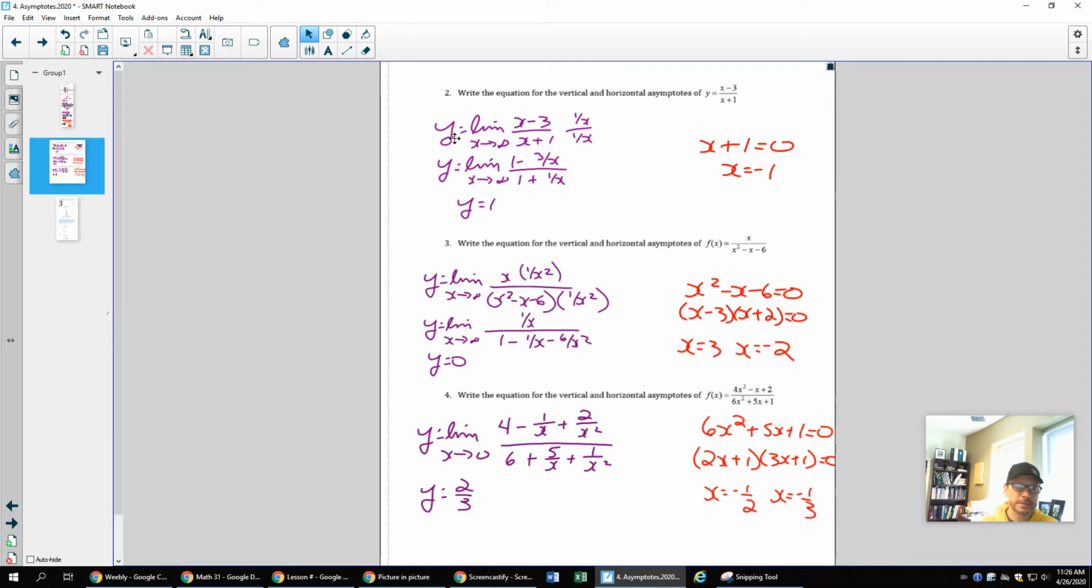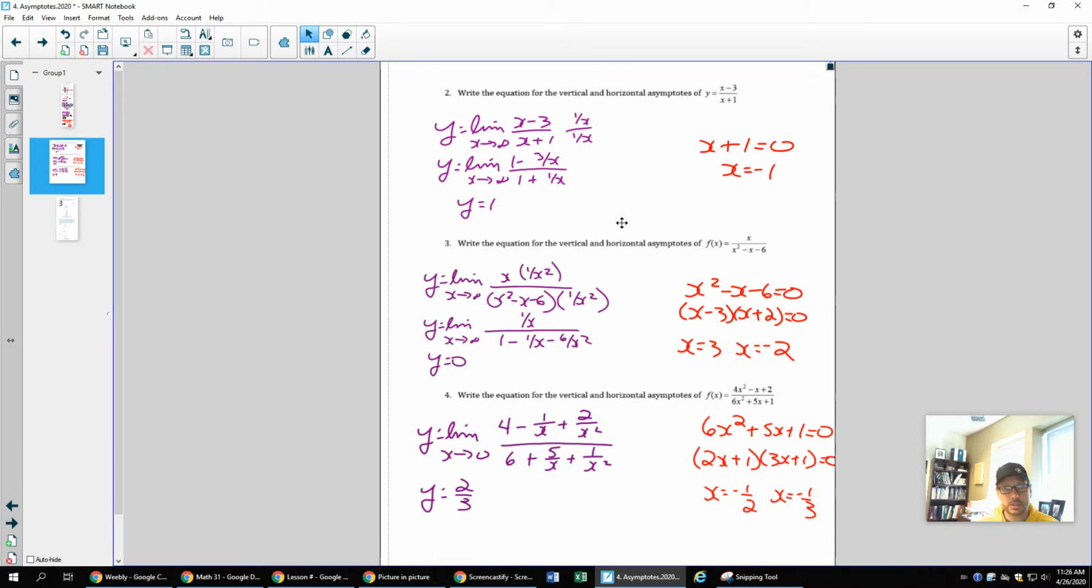Example number 2, go to infinity. What causes dividing by 0? Question number 3, go to infinity. What causes dividing by 0? Question number 4, go to infinity. What causes dividing by 0?